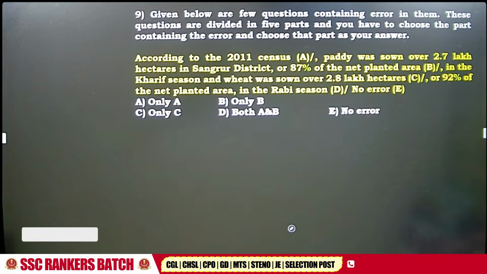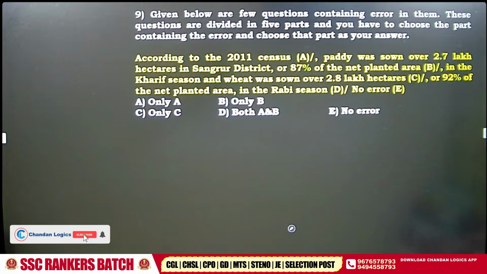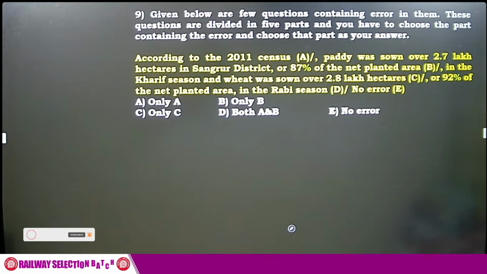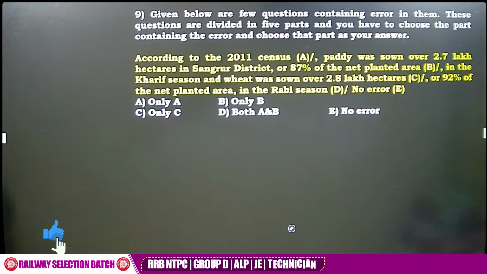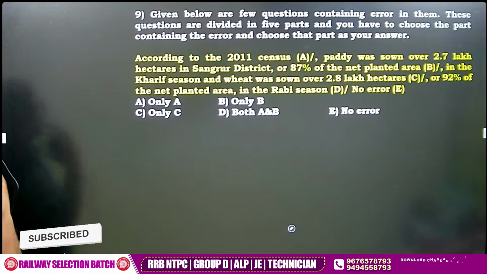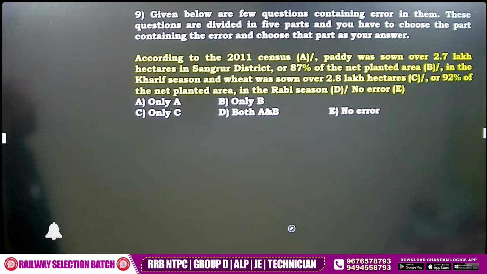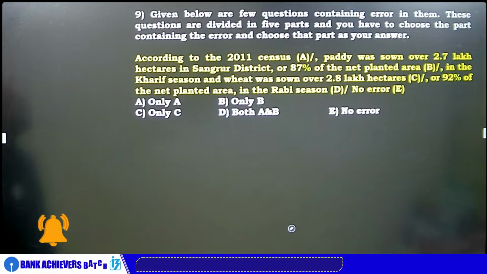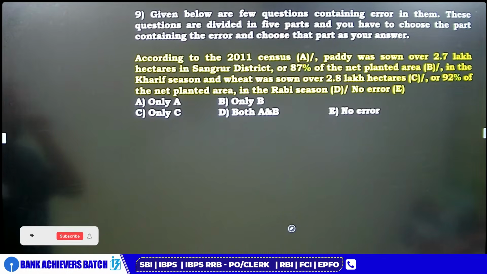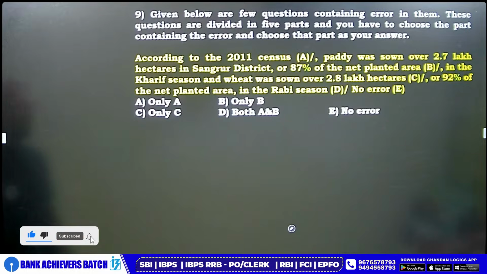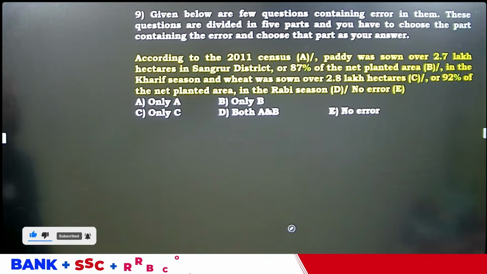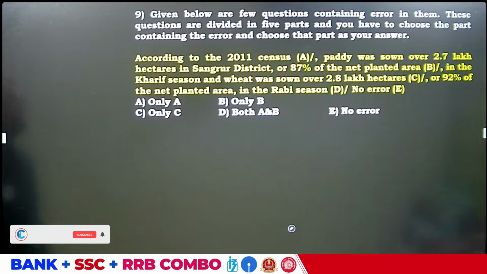Only 20 seconds time. Read the sentence, guys. Read the sentence, understand it. According to the 2011 census, paddy was sown over 2.7 lakh hectares in Sangrur district, or 87% of the net planted area in the Kharif season, and wheat was sown over 2.8 lakh hectares, or 92% of the net planted area.